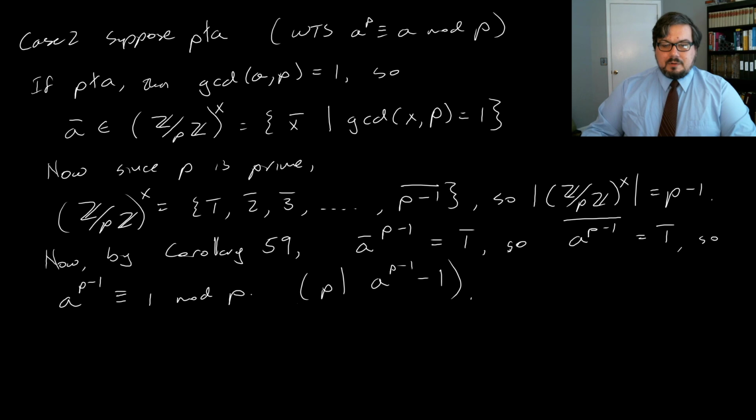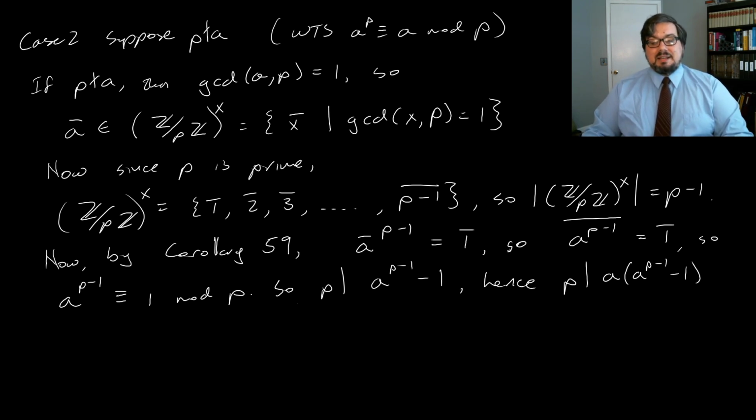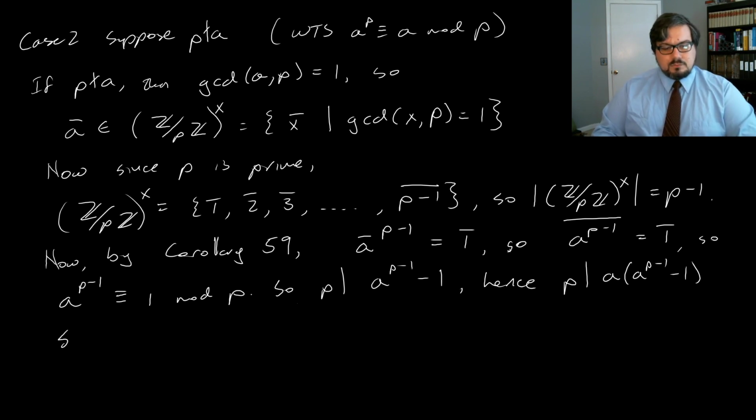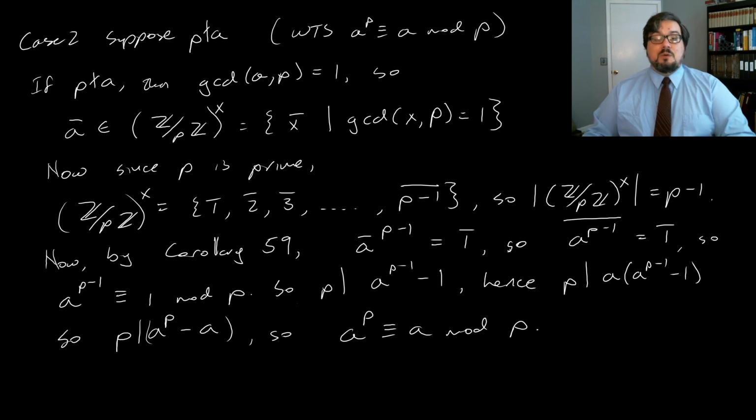So p divides a to the p minus 1 minus 1. Hence, this means that p divides a times (a to the p minus 1 minus 1). Certainly, if I take something already divisible by p and I multiply it by something else, I'm not going to change it being divisible by p. So that means that p divides a to the p minus a. So we get that a to the p is congruent to a mod p, which is what we were looking for.